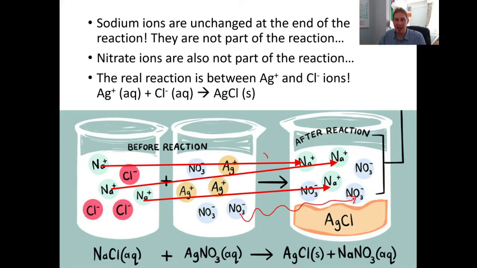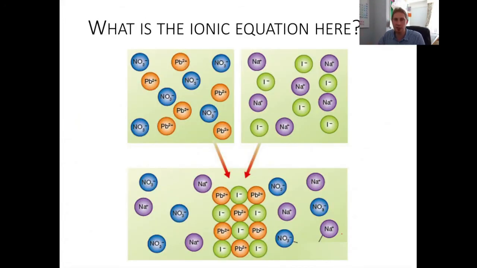The real reaction is that the silver ions in solution have bonded with the chloride ions in solution to form a solid. And that's what's gone on there. And that is the ionic equation. That shows you what is really going on in the solution. Here's another one. Pause the video, have a think.